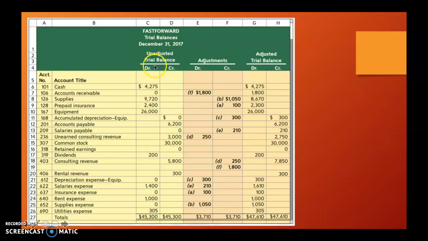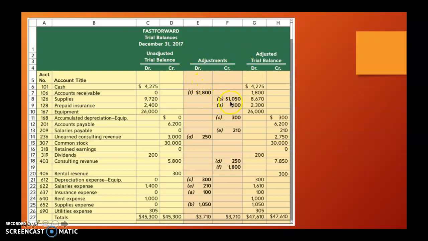So there's the unadjusted trial balance, which I explained was the trial balance before any of the end of year adjustments. Those are going to be these two columns here. And then the next two columns are going to be our adjustments. And then the final two columns are going to be the adjusted trial balance, which takes into account these middle adjustments here.